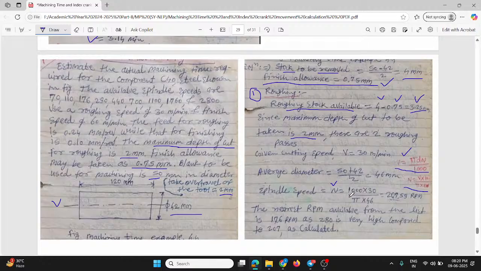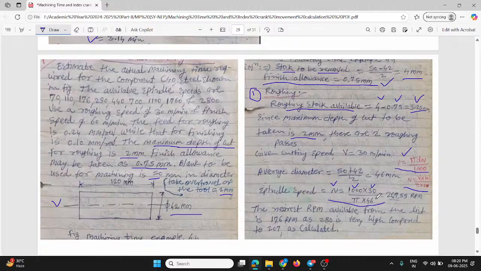So same thing is written: N is equal to 1000 multiplied by V, that is 30, divided by pi into D.